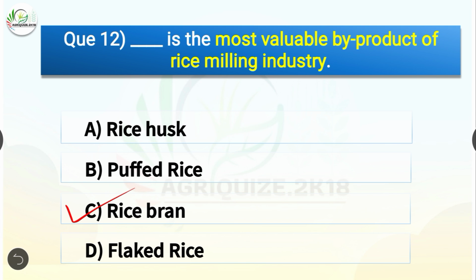Rice bran is the byproduct of rice milling process, which is the conversion of brown rice to white rice, and it contains various antioxidants that impart beneficial effects on human health.